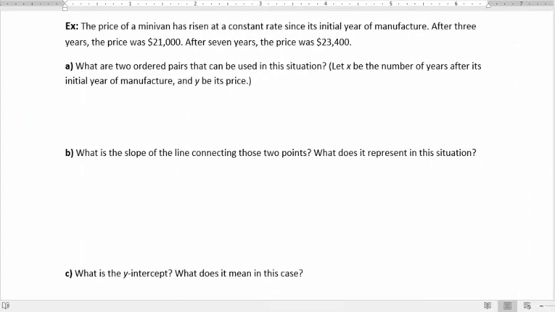Okay, so last one. The price of a minivan has risen at a constant rate. And again, constant rate, they're just basically telling you that it's linear. That's what a constant rate is. It has a constant slope since its initial year of manufacture. After 3 years, the price was 21,000. After 7 years, the price was 23,400.